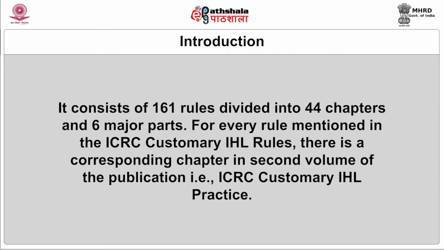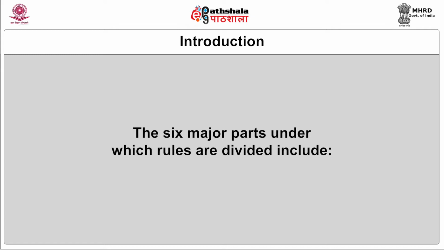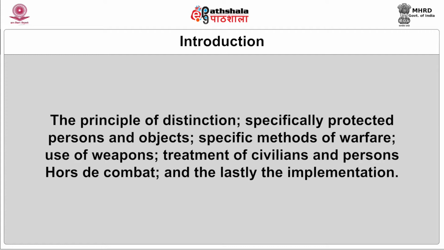For every rule mentioned in the ICRC customary IHL rules, there is a corresponding chapter in the second volume of the publication, that is, ICRC customary IHL practice. The 6 major parts under which rules are divided include the principles of distinction, specially protected persons and objects, specific methods of warfare, use of weapons, treatment of civilians and persons hors de combat, and lastly, implementation.